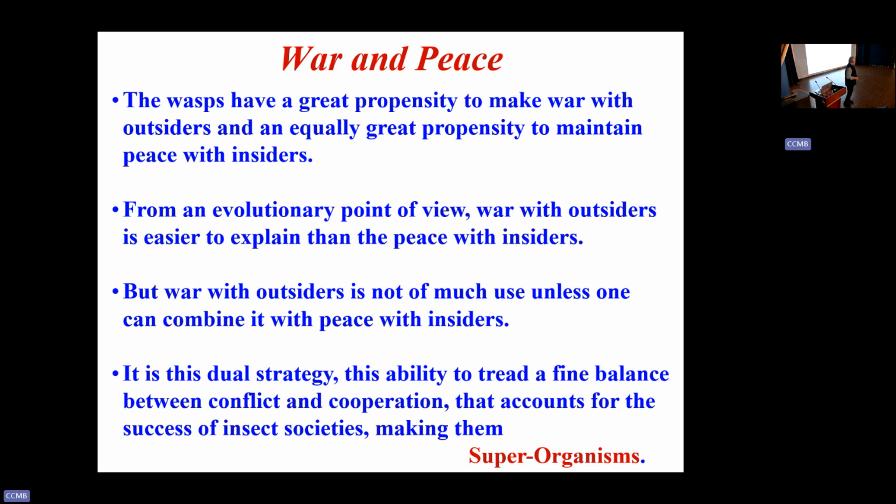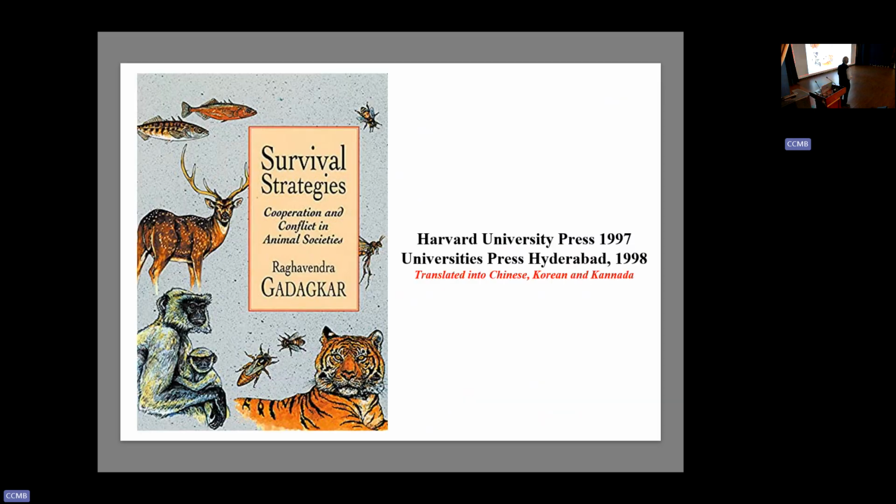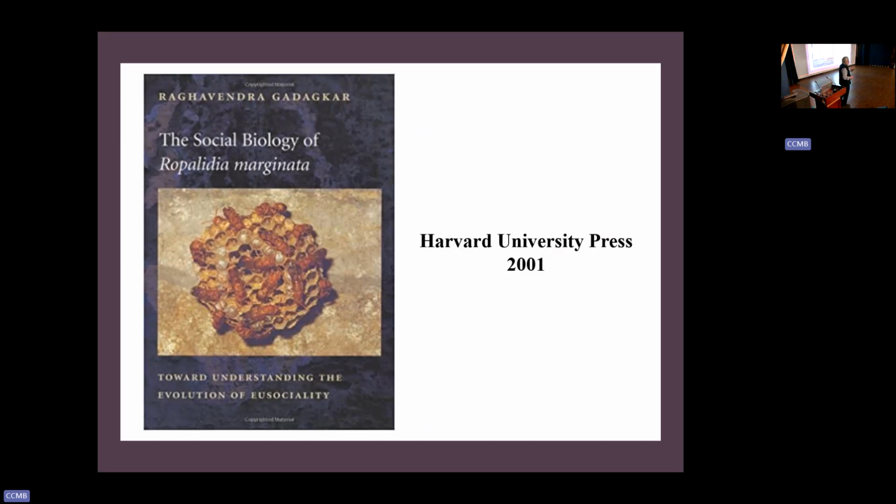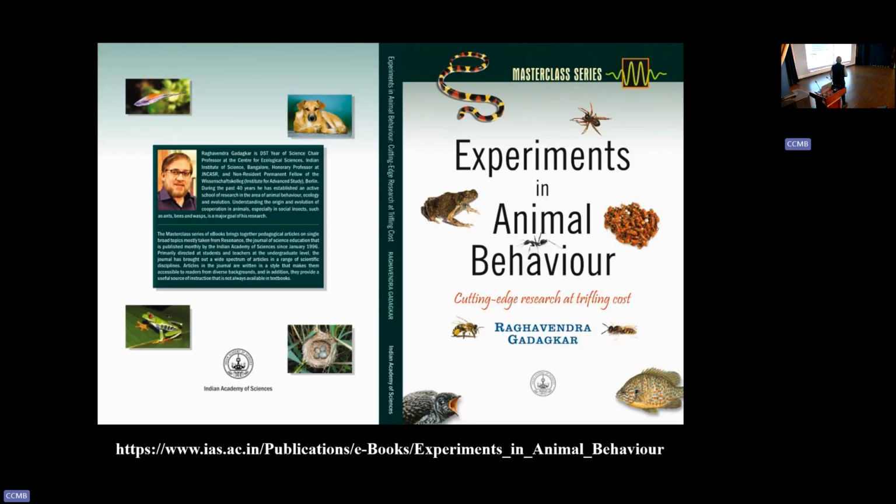I want to close by just pointing out that if you want to read more about this, there is a book called Survival Strategy, which I have written many years ago, and there is a book on Ropalidia, in which I have written more details, but also I have written a book called Experiments in Animal Behavior, cutting edge research at trifling cost. It is freely available. As you have noticed, most of my experiments did not require any sophisticated equipment, any great laboratories, any great amount of money. Mostly it was thinking and doing things in a simple way. Many experiments of that kind have been done, and anybody who finds that they don't have enough money should not say I can't do any good research anymore. There are areas in which you can do research with very little money. I have discussed this in this book.